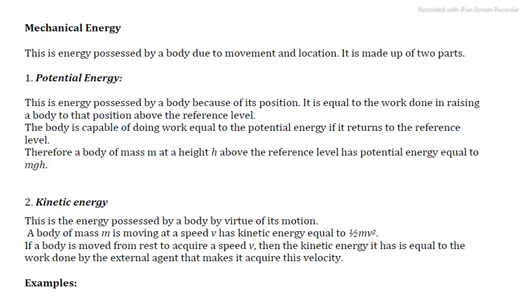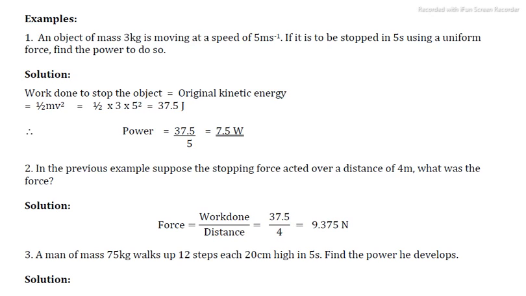We have examples. Number 1 says an object of mass 3 kilograms is moving at a speed of 5 meters per second, and if it is to be stopped in 5 seconds using a uniform force, they want us to find the power which is supposed to do so. Remember, we saw how we get power. Power equals work done over the time taken to do that work. So we must find the work done.